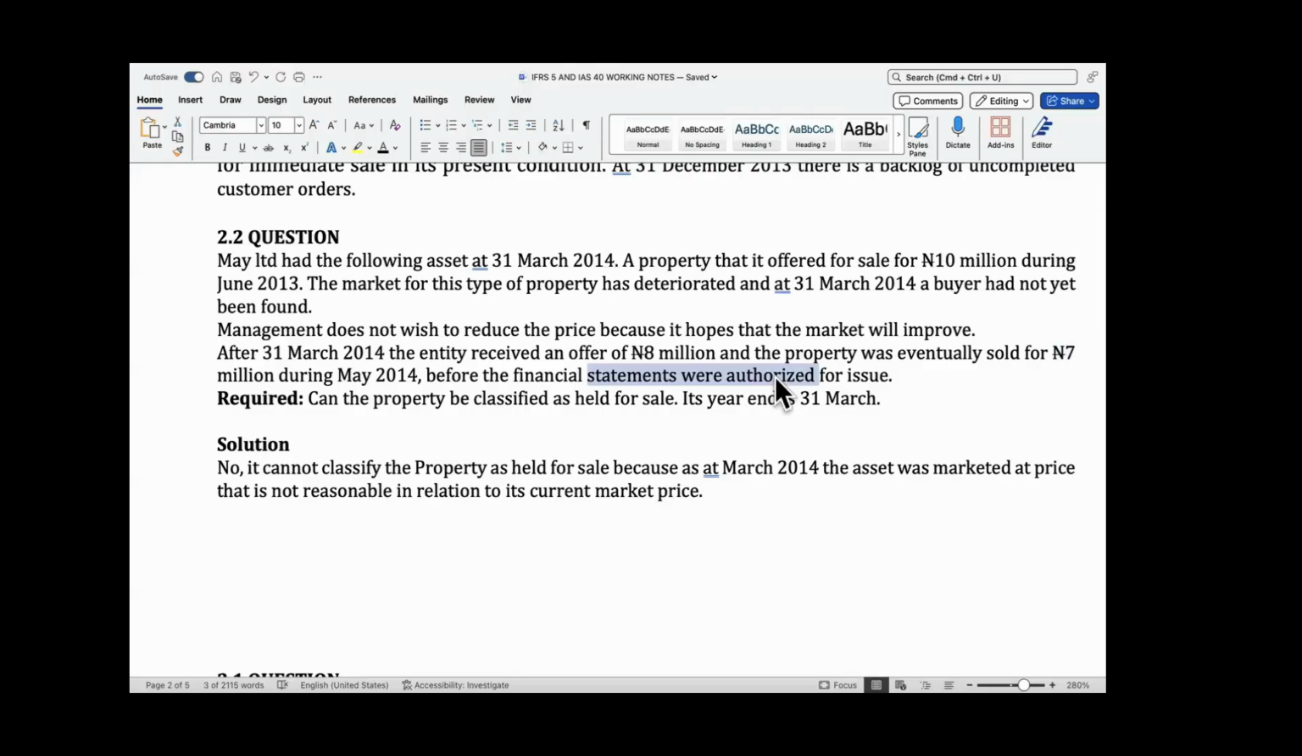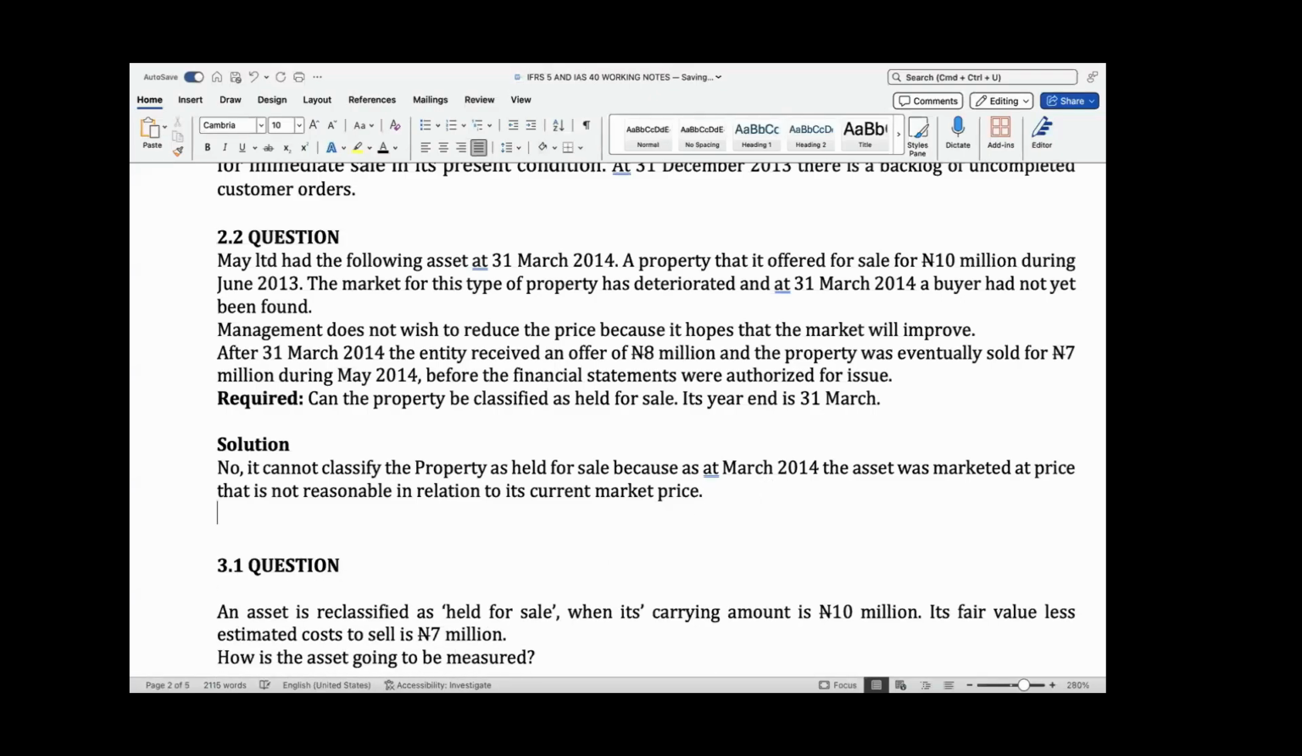So even though they were able to sell it only after the end, you will not classify the asset as held for sale as at the end of the previous year. No, you will not classify it as held for sale because we are not marketing it at a price that is reasonable. Good one, Mary.